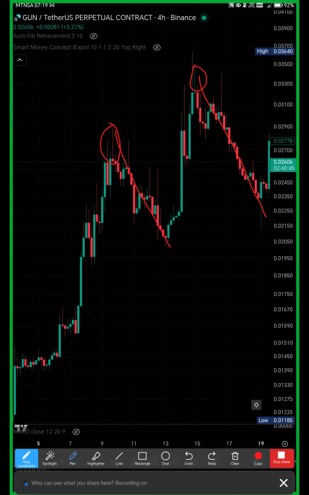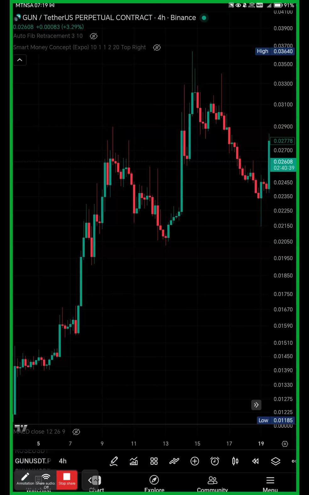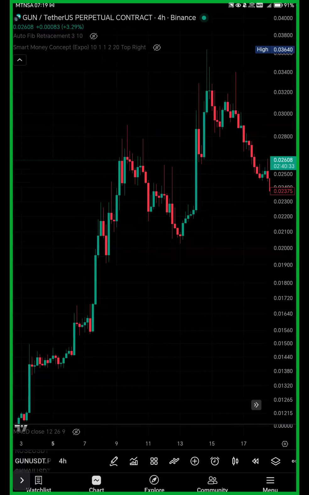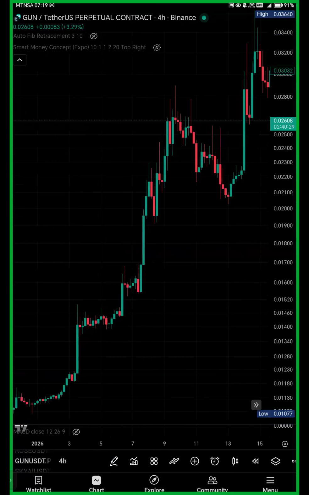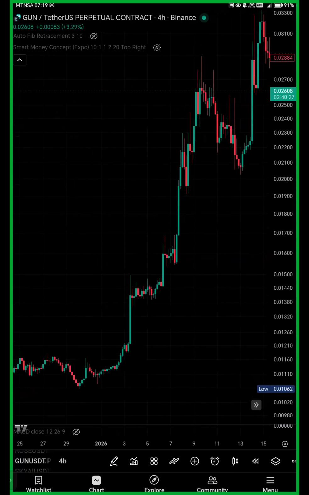Okay? Does it make sense now? Can you see messages that are hidden in long upper shadows? Can you see messages hidden in long upper shadows when the market has gone high up?